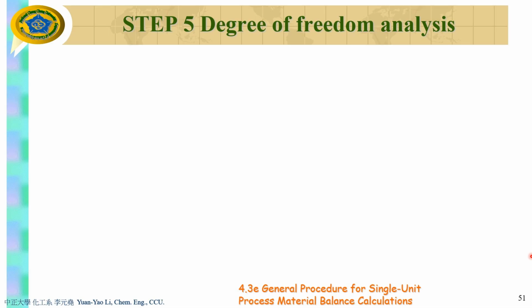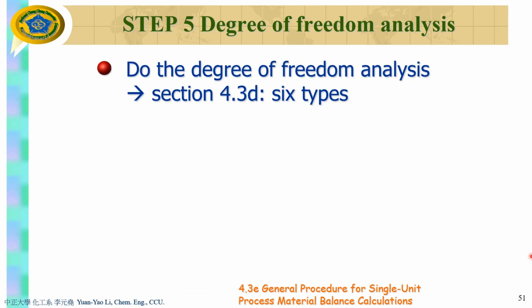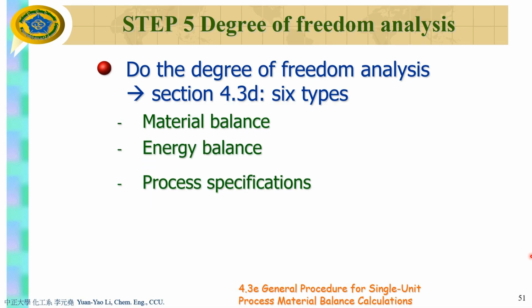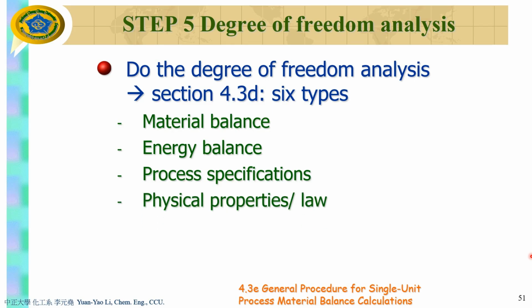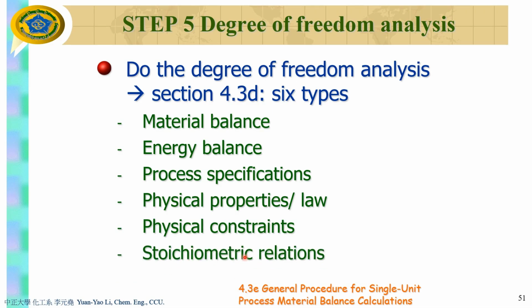Okay, number 5, which is the most important step, is degree of freedom analysis. Okay, there are 6 types. Remember 6 types: mass balance, energy balance, process specification, physical laws, physical constraints, and what? Stoichiometric relations. But in this chapter, most important here is mass, how many species, right? Specification, physical property, physical laws, and physical constraints. You need to think of these 4 points before the midterm exam. And after the midterm exam, you need to think of the stoichiometric relations.